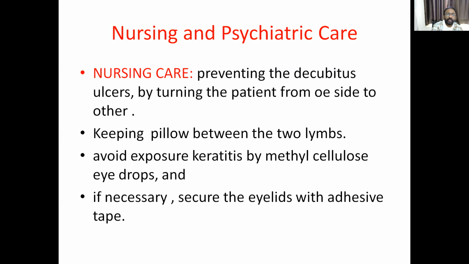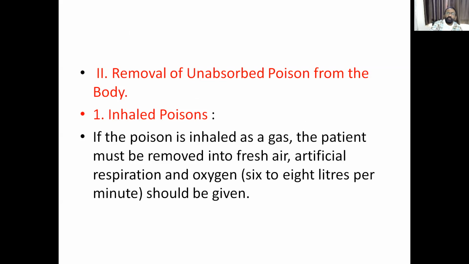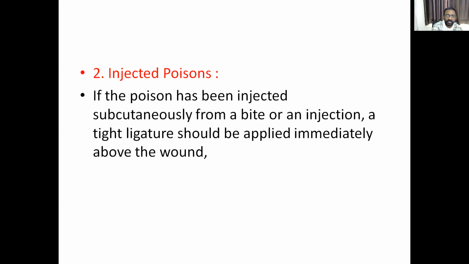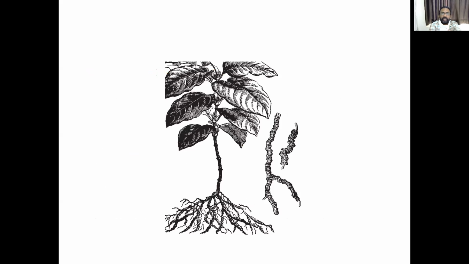Nursing and psychiatric care, even in a complex patient, is very, very important. And then removal of the poisons according to our textbook: inhaled poisons, ingested poisons, injected poisons, and contact poisons. In ingested poisons, I told you gastric lavage and emesis. This is the Ipecac tree, so the roots of the Ipecac tree.